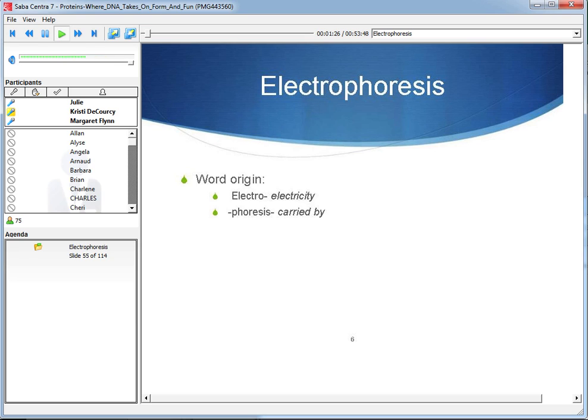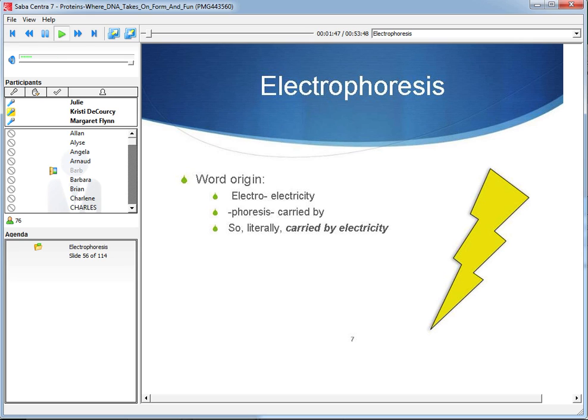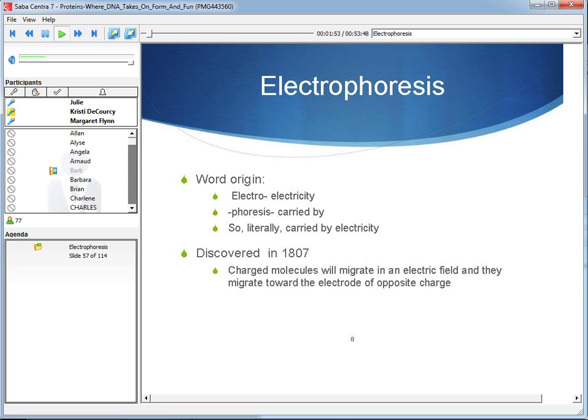So I'm sure most of you have done DNA electrophoresis before, so let's talk a little bit about electrophoresis in general. The word origin is from Greek: electro for electricity, and phoresis means basically carried by. Electrophoresis means literally carried by electricity. And it's been around for a long time. It was actually over 200 years ago that a German scientist who was working in Russia discovered that clay particles in water would migrate toward an electrode. So it's been around for quite a long time.